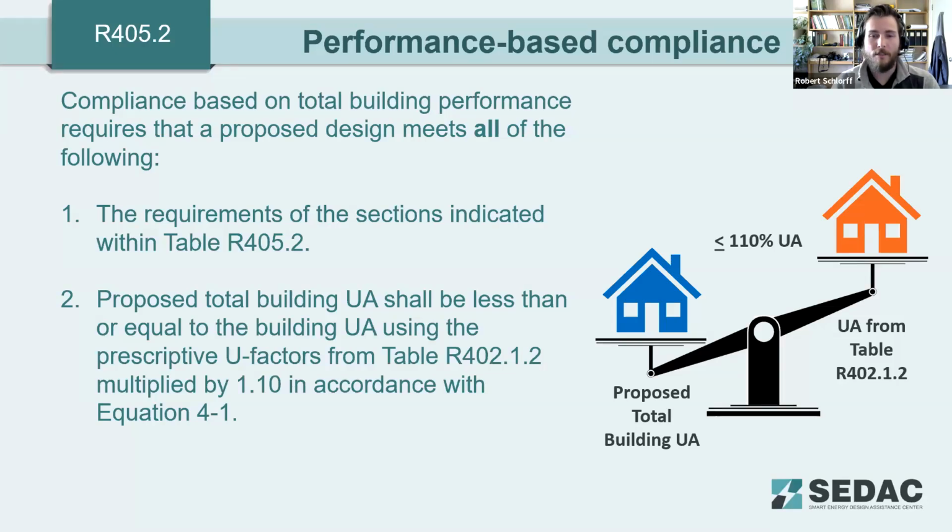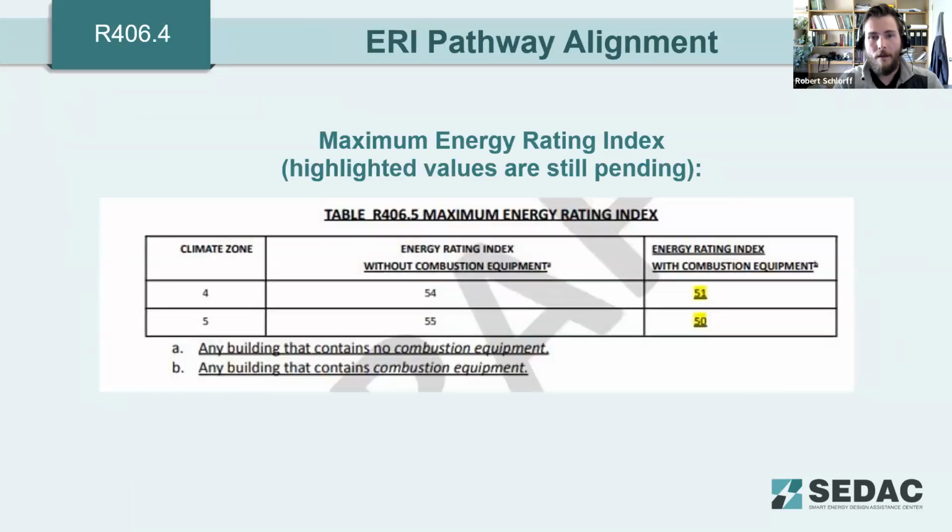So this should be somewhat familiar to those who are familiar with the IECC before. This is giving a little bit of a 10% buffer there between the stated performance in the U value table and the proposed total building UA performance of your design. So a little bit of a buffer there.